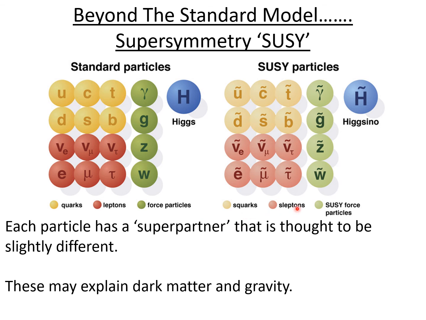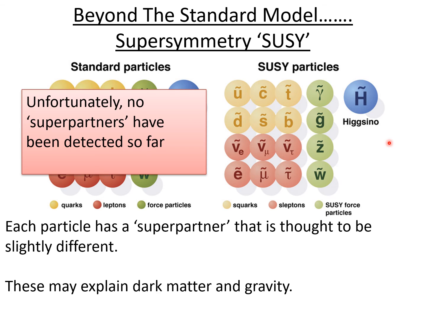You add an S in front of it, so a quark would be called a squark, a lepton we call a slepton, and a Higgs is called a Higgsino. And because we don't know much about these, physicists think they might actually be the explanation for dark matter. The jury is still out. Okay, and one of the key things is none of these have been detected so far. So that's why it still remains a theory.